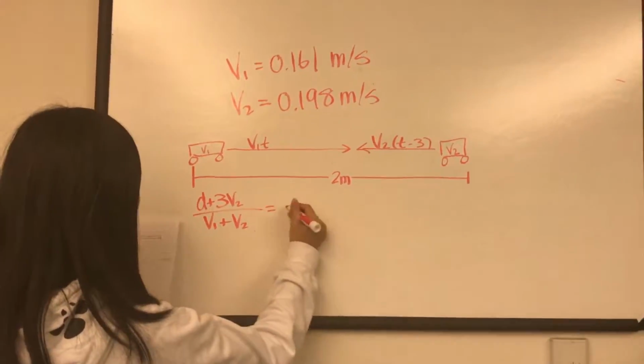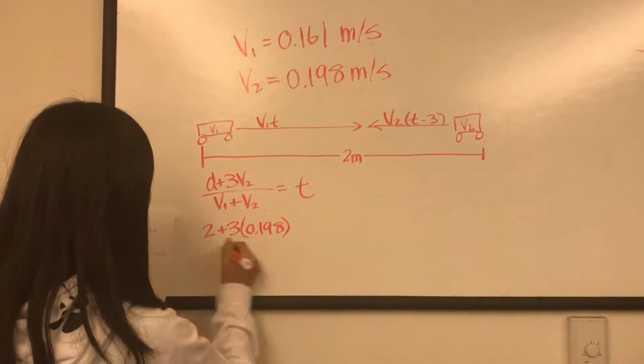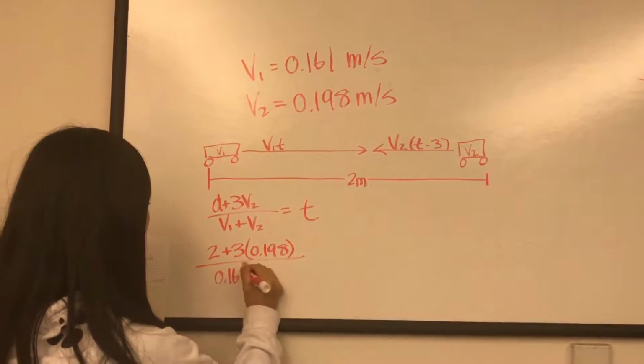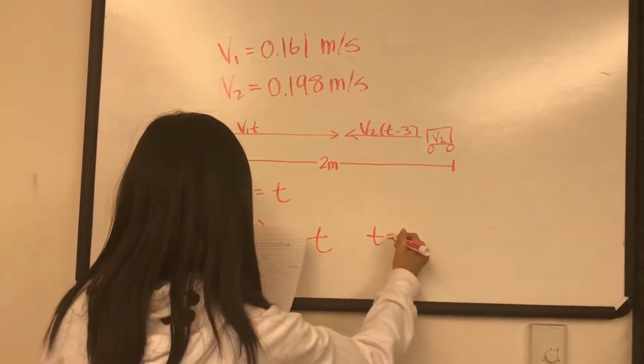Then we plugged in 2 for d, 0.198 for v1, and 0.161 for v2, and solved the equation to get 7.22 seconds from when the first car was released to when the cars collided.